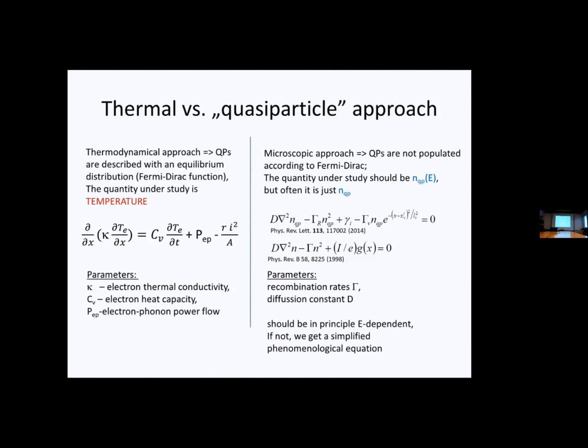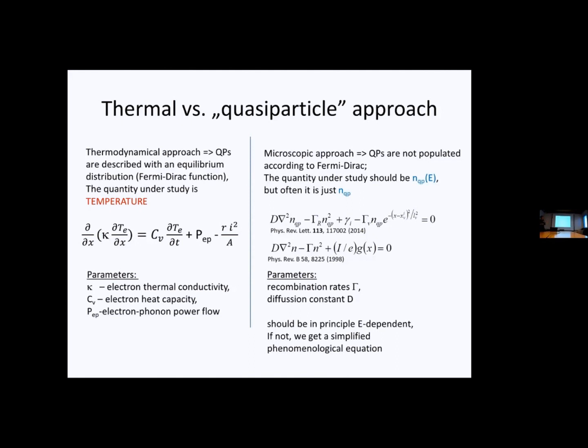So in principle here, you have the one-dimensional heat flow equation, which describes the diffusion of temperature. This is the thermodynamical equation with parameters: electron thermal conductivity, heat capacity, and electron power flow. And this is some heating term. But you can also talk about diffusion of the number of quasi-particles. Here we have some recombination factors, which are responsible for annihilation of quasi-particles. This method seems to be more general because you don't need to talk about temperature. Temperature is only well defined if your quasi-particles are described according to some Fermi Dirac function.